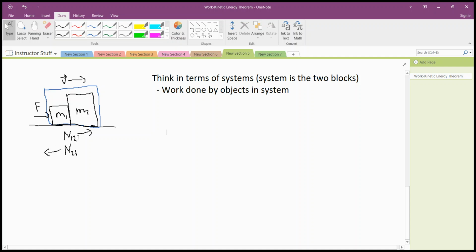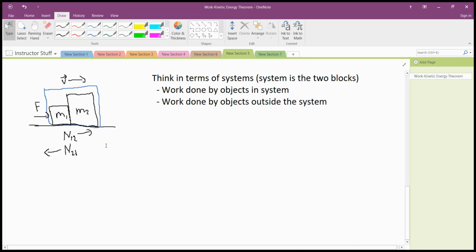These forces are doing work because these objects move to the right, and these forces are parallel to the rightward direction. They're along the same axis, so they will do work. N12 does positive work, and N21 does negative work. So block 1 does positive work on M2, and M2 does negative work on M1. We see then that there is work done by objects in the system on each other.